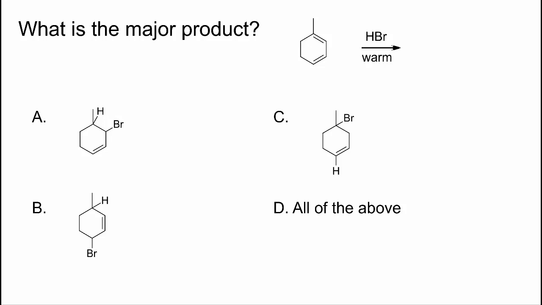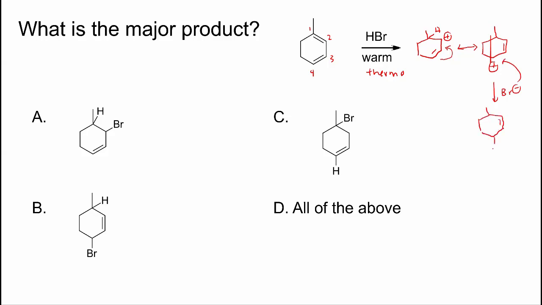All right, so warm is going to give us our thermo product. If we numbered this 1, 2, 3, 4, our H goes to the 1. There would be a carbocation here. And then this can go here via resonance. Carbocation would be here, and then the Br could attack there. So we would get B for that one.